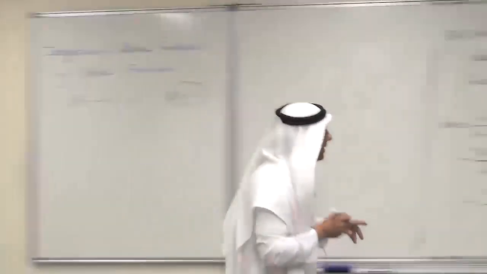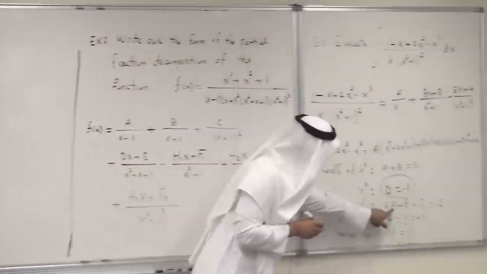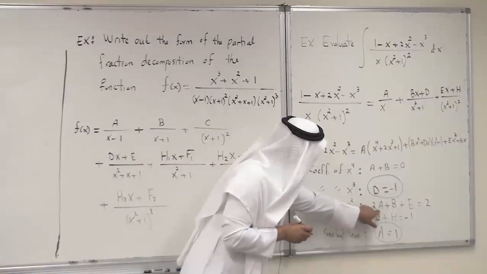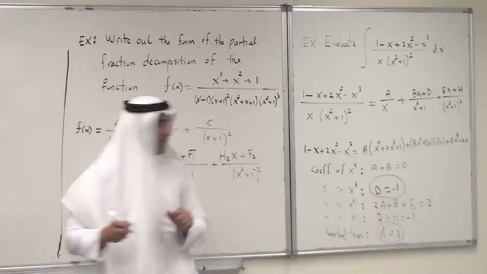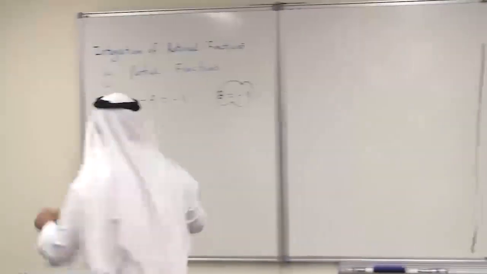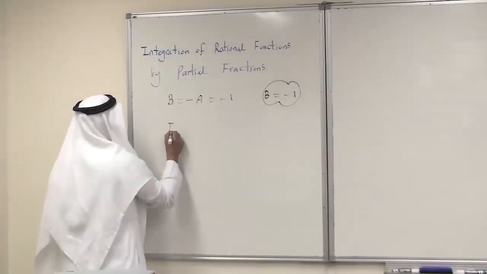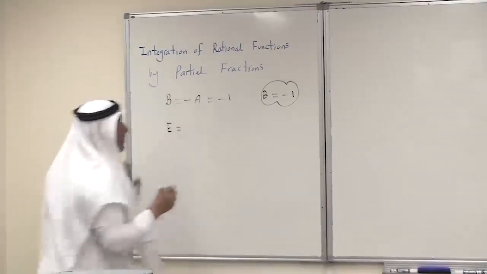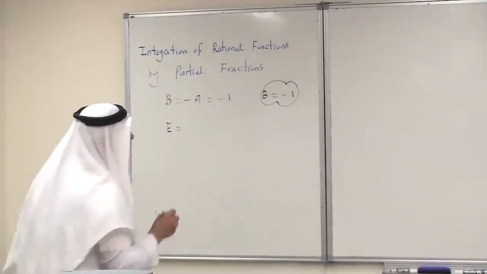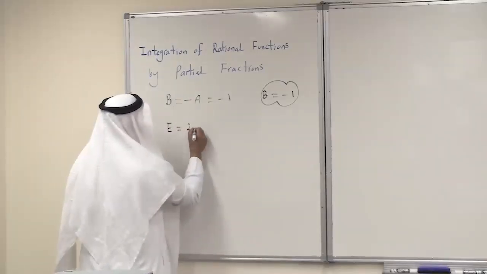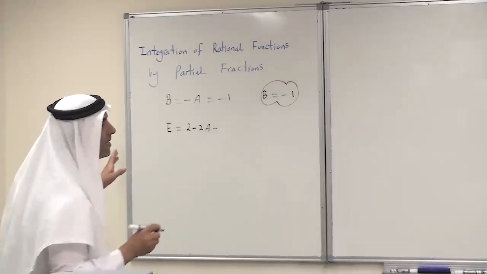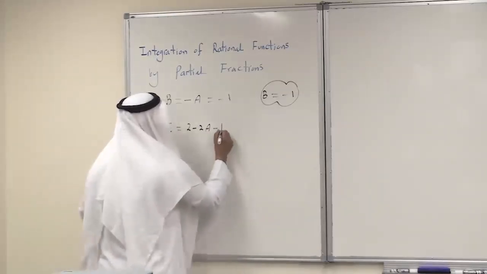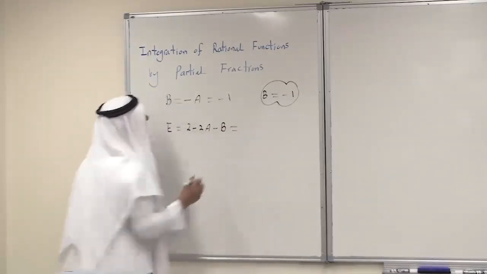We go back to the coefficient of x squared now. I can get the value of e from here. I have 2a plus b equal to e plus e equal to 2. So what is e then? The parameter is equal to 2 minus 2a minus b. Okay? So substituting now for a and b, what do you get?